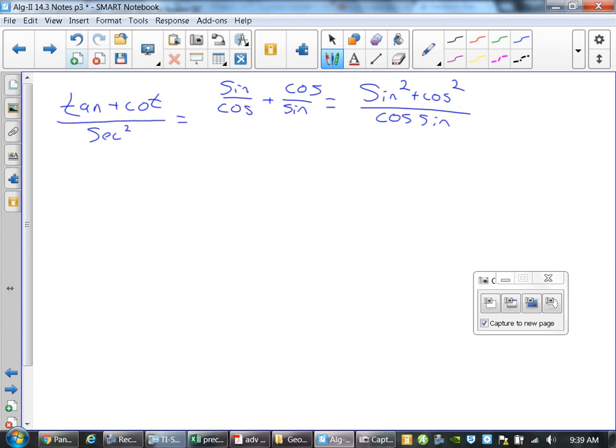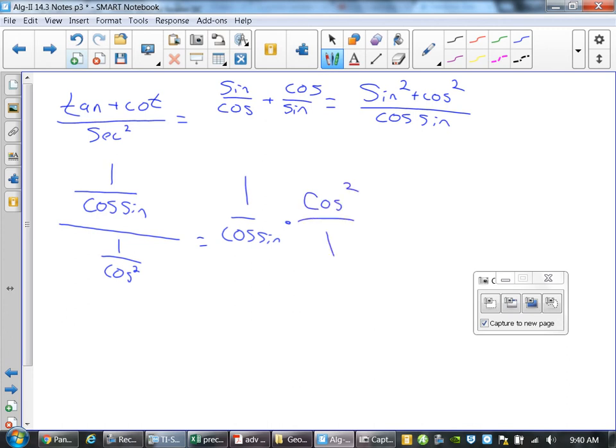So to rewrite that then, I get 1 over cosine sine. Now I'm dividing that by secant squared, which is 1 over cosine squared. Which I do what? Well, I take 1 over cosine sine, and I multiply it by this reciprocal. And you get cosine over sine, which is?